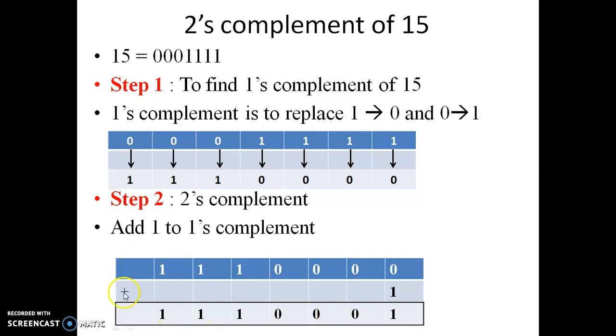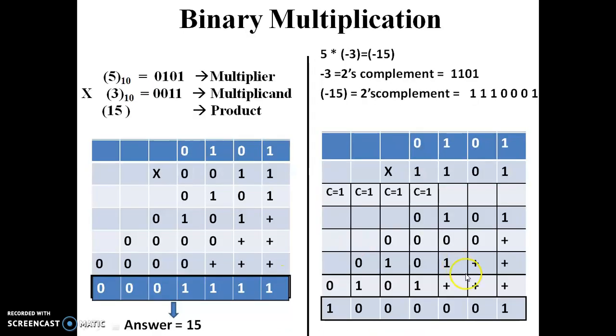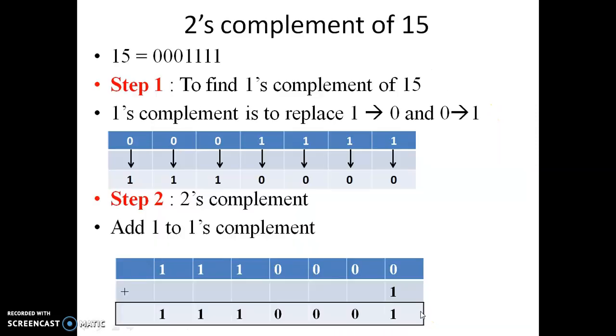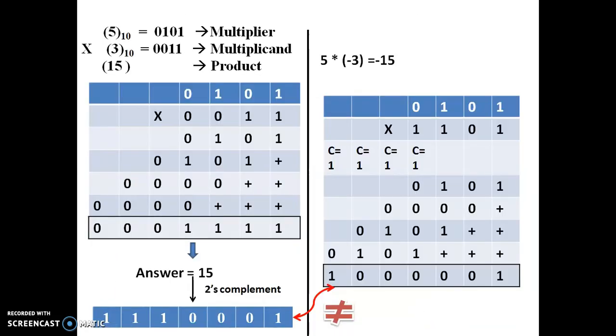Ideally we should get this value when we multiply. So are we getting that value here? The 2's complement of 15 is 1, 1, 1, 0, 0, 0, 1. Are we getting this value here? No. So there is something wrong. Let us check this. We have multiplied, and the answer is 15. Now here, 5 into minus 3 is minus 15.